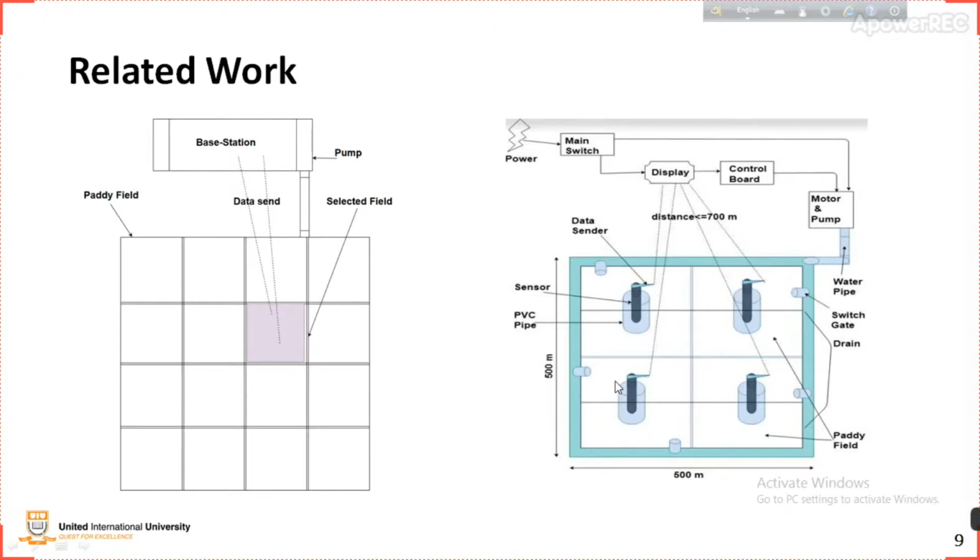In the second figure, we can see the selected paddy field. The area of this field is 500 square meters. In the small field, we will set 4 devices. All devices provide information to the base station. There are 2 types of electric connection. The first one connects directly to the motor and the second one connects to the motor through our device. All our devices are connected in parallel to the base station. This is the data center and our devices send data from here.